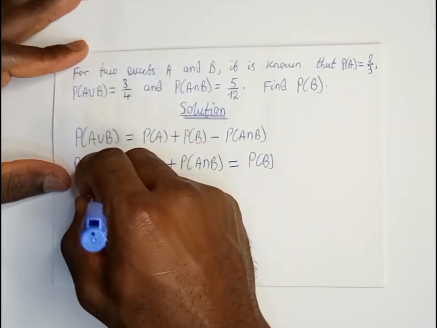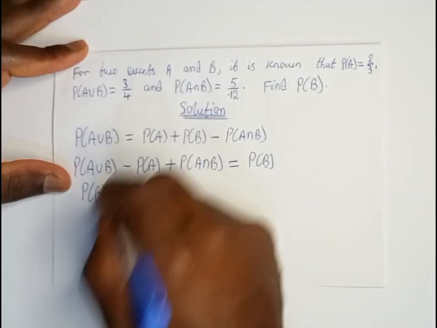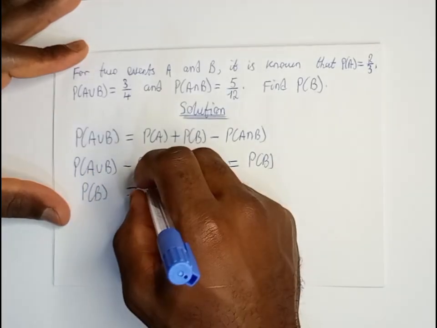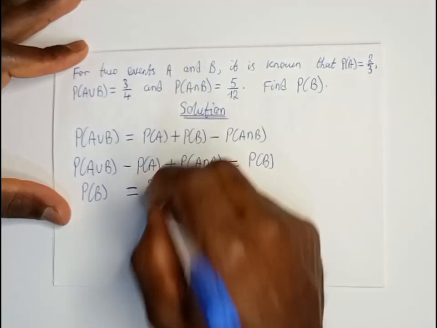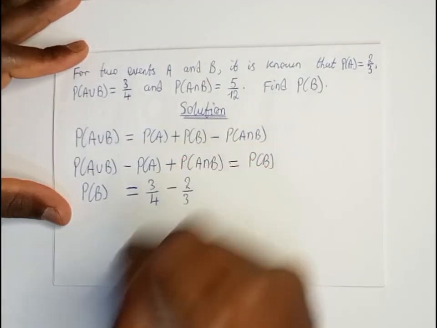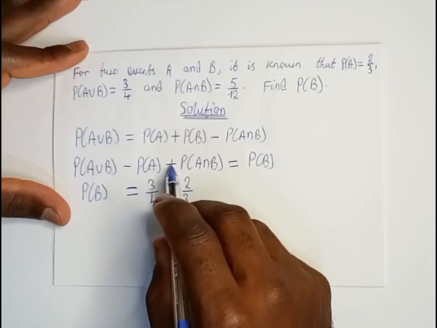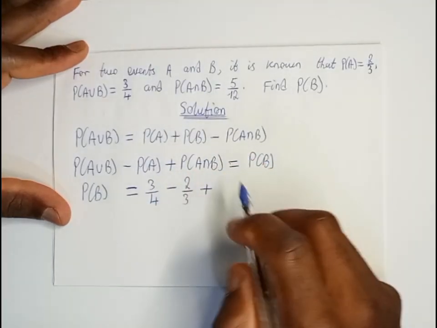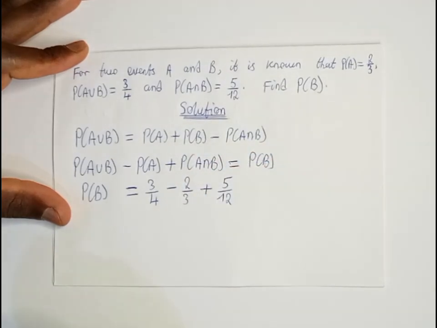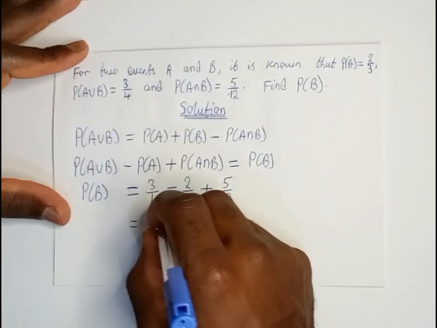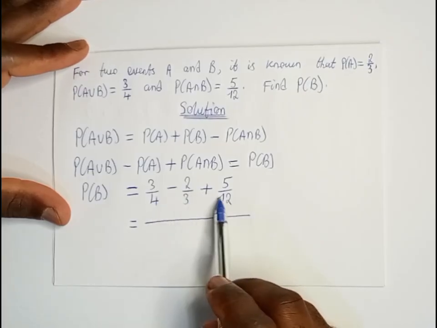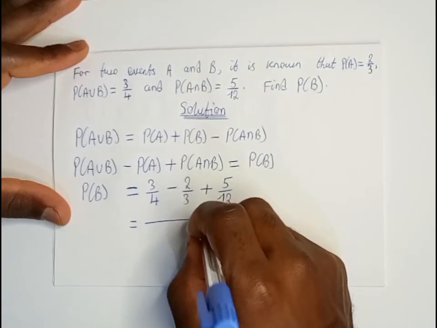This will give us P of B to be equal to, inserting their numerical values, we have P of A union B as 3/4 minus P of A, which is 2/3, plus P of A intersection B, which is 5/12. This will simply be equal to, next we have to find the LCM of their denominators, that is 4, 3 and 12. The LCM is 12.